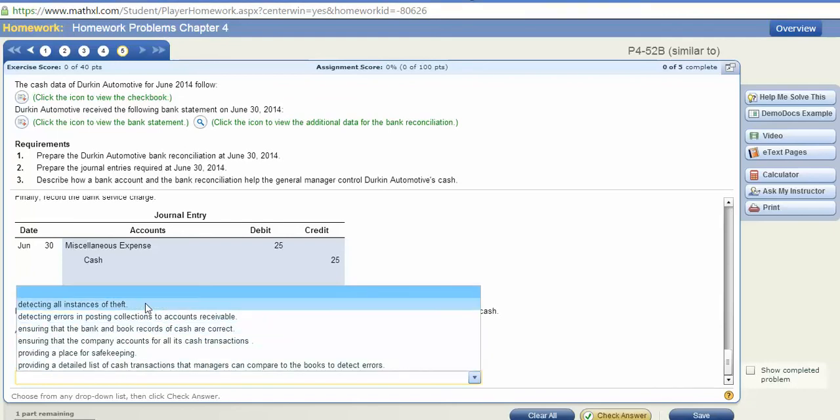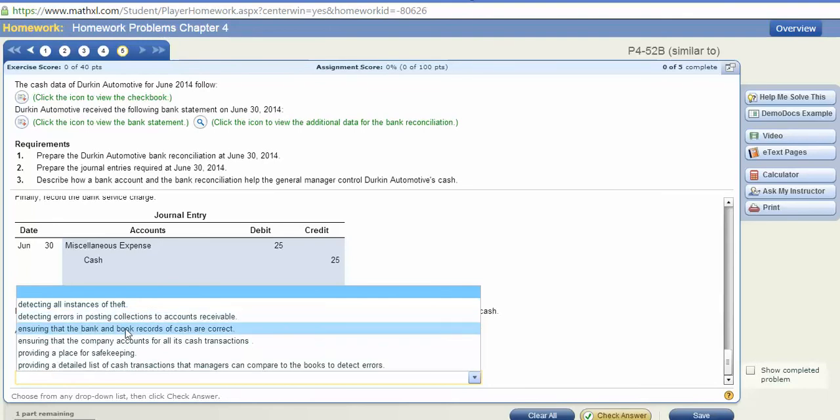It will not detect all instances of theft. That's not possible. Nothing can really do that, especially that word all. Detecting errors and posting collections to accounts receivable. This is a cash books function, right? When we book an accounts receivable and then we get a check and they slide it across the table and then we apply it against the accounts receivable, this has nothing to do with the bank statement. This is basically you collecting receivable. It can't possibly detect these errors of accounts receivable. All it's going to do is show how much was deposited, and then you have to take that and go back to the books and see if it's right.